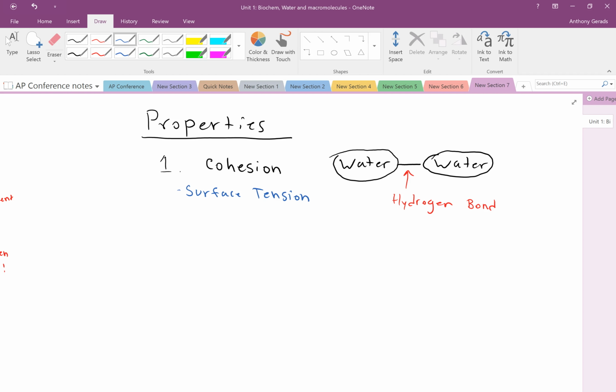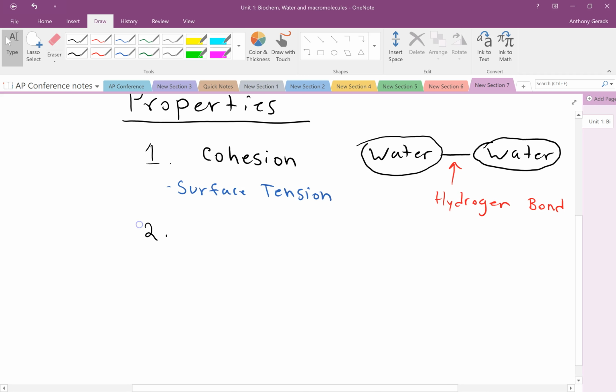Okay, so number 2. All right, we can have cohesion where we have water bound to other water, but then water can also bind to what? Polar opposites. Okay, other substances. Adhesion.